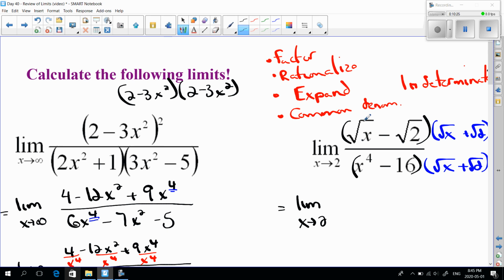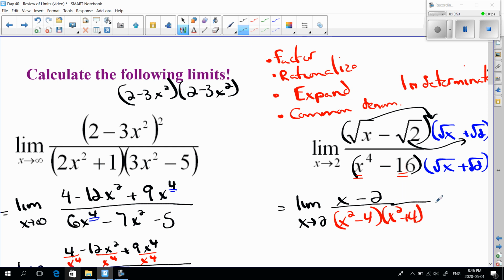So when I multiply something by its conjugate, the shortcut is to just go first term times first term, last term times last term. So I've got an x minus 2. Now, down here, I can do the difference of squares. That would be x squared minus 4 times x squared plus 4.